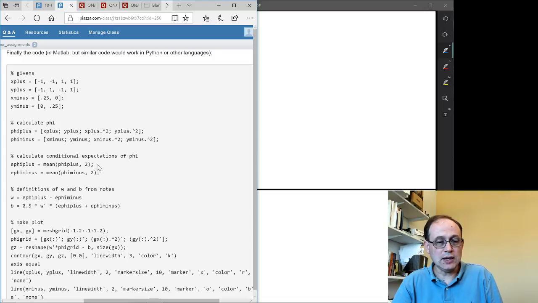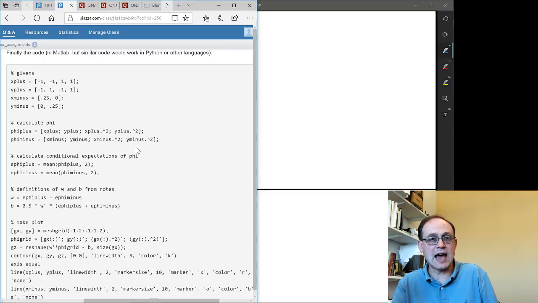And then the hint said to start off by calculating the conditional expectations of the feature function, and that's what these two lines do. For all of the positive examples, the conditional distribution over the positive examples is just equal weight on each of those. That was given in the problem statement as well. And so the expectation is the same as just the mean, the average. So this takes the mean along one coordinate of a matrix to get you the average feature function. The same thing for the negative examples.